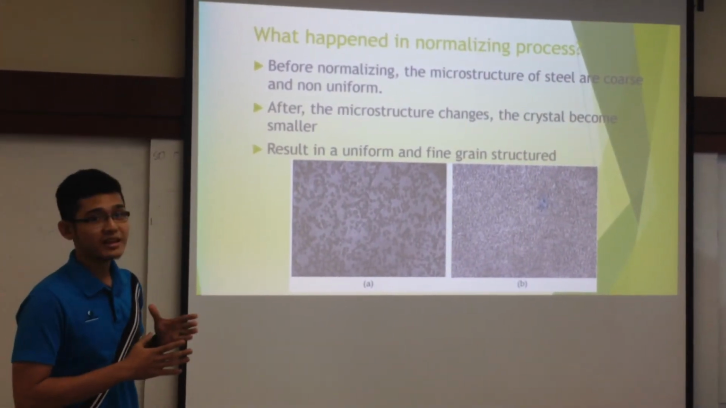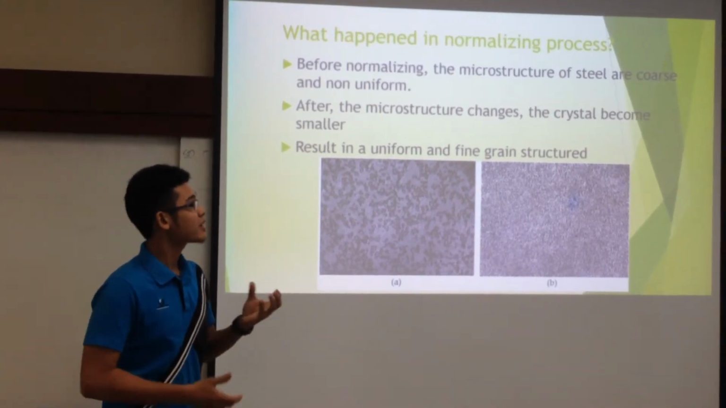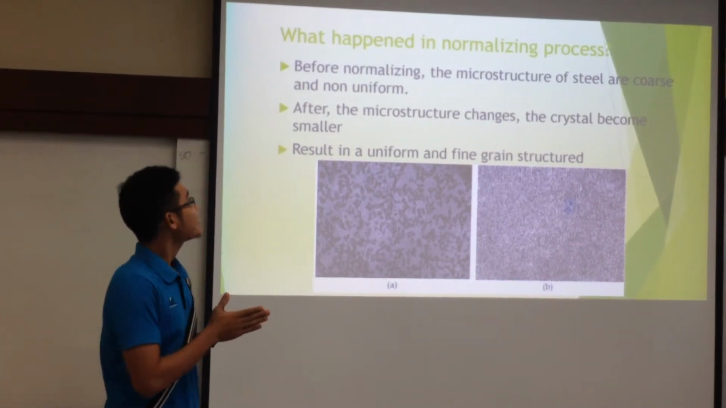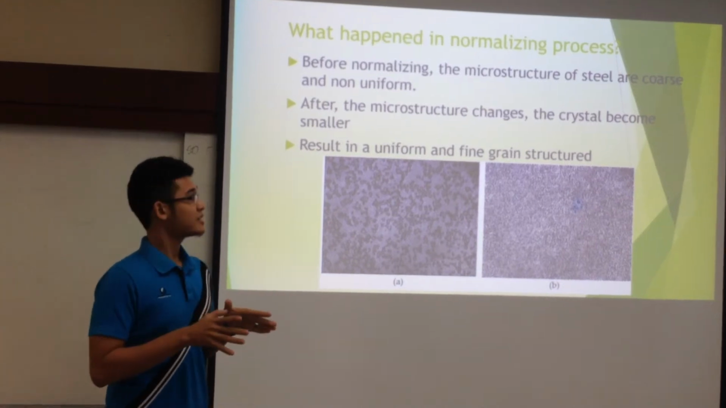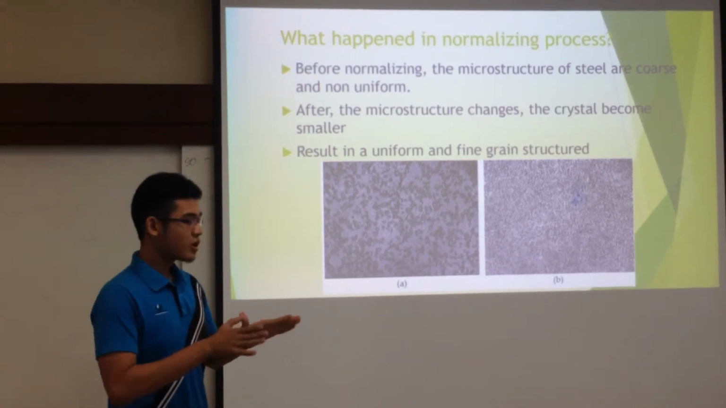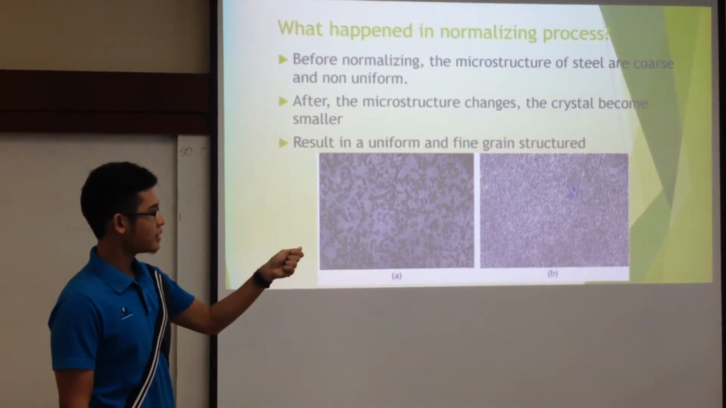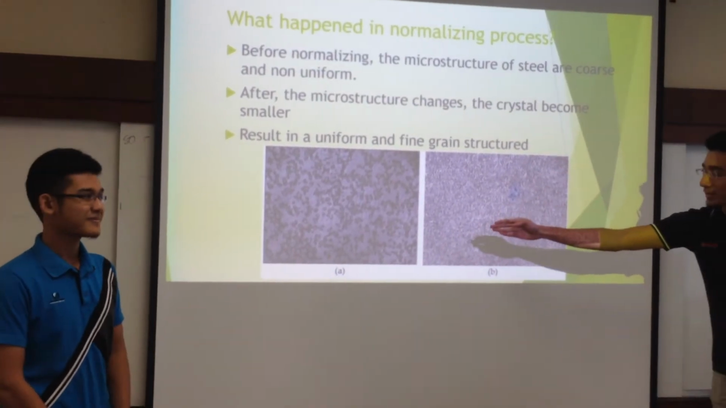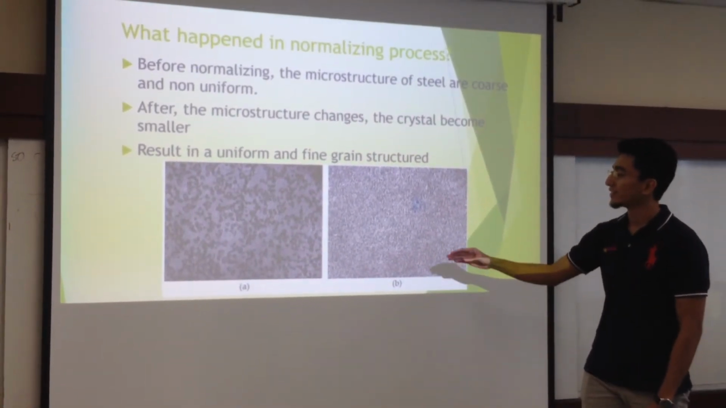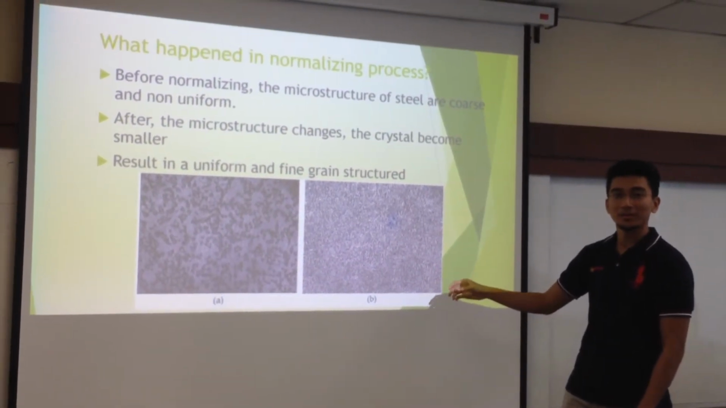And what happens in the normalizing process? First, before normalizing, the microstructure of the steel is coarse and non-uniform. After the microstructure has changed, the crystals become smaller and smaller. So we will get a uniform and fine grain structure at figure B. Figure A is before the process happened, and this is the product. It means that it's going to be harder, stronger, and better.